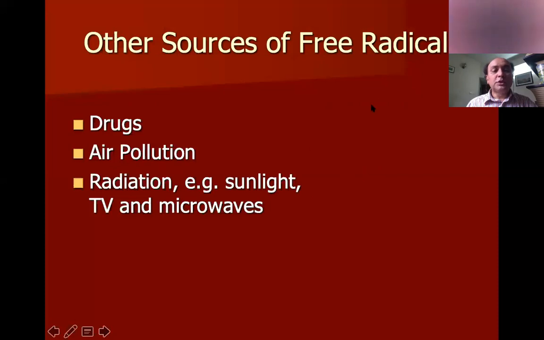Sources. There are various sources of free radicals. Drugs: if you take drugs, various drugs can generate free radicals. So when you take antibiotics and other drugs, they also induce a higher release of free radicals. Air pollution, radiation and sunlight, TV and microwave are also influenced to release free radicals.